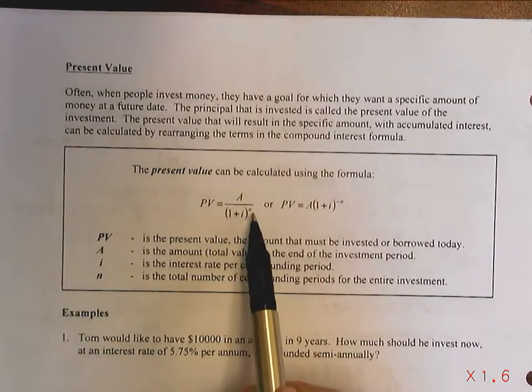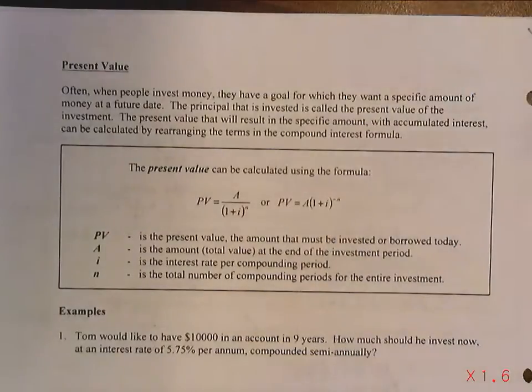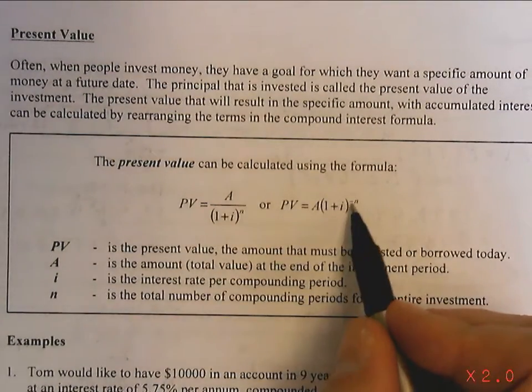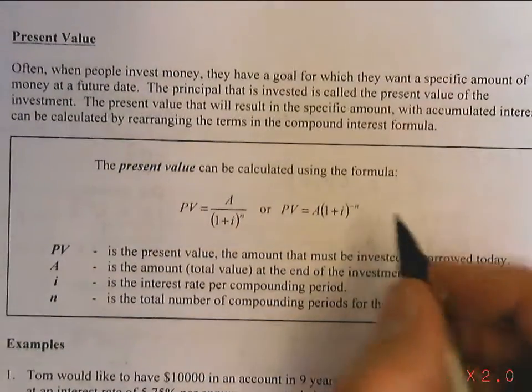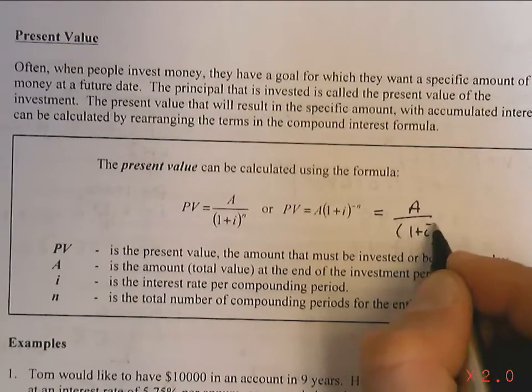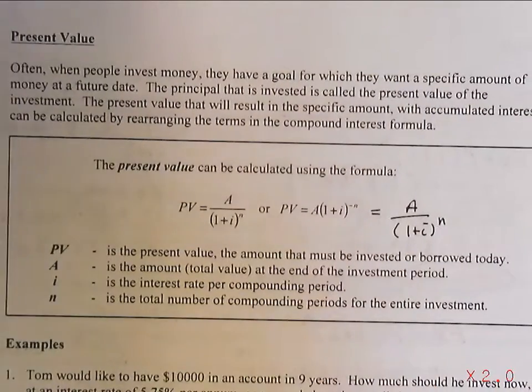And remember, when we have something in the bottom, we can make that a negative exponent. Let me just make this bigger a little bit. So see how we have a negative exponent here? A negative exponent means to bring it down to the bottom. So this is simply A over 1 plus i to the n. And you'll notice that that was the first one that we came up with here.